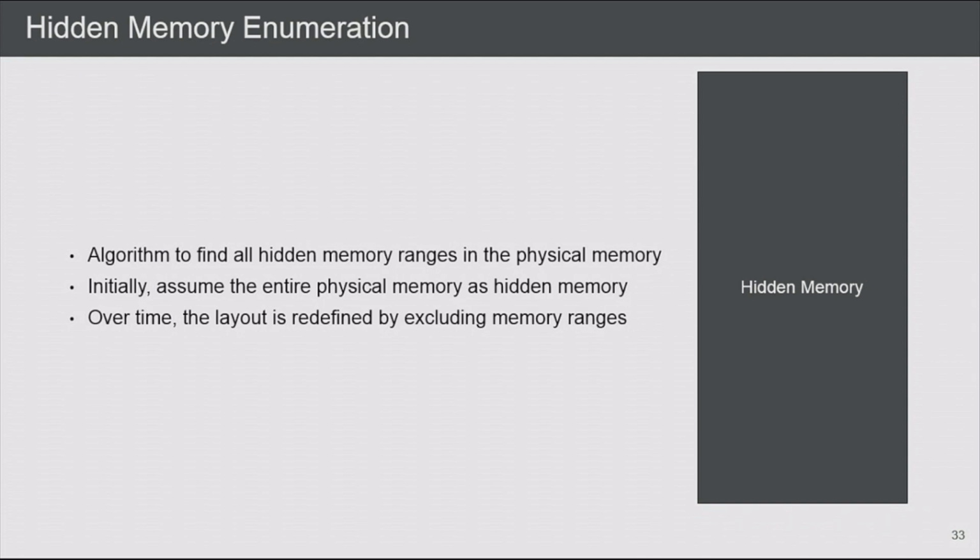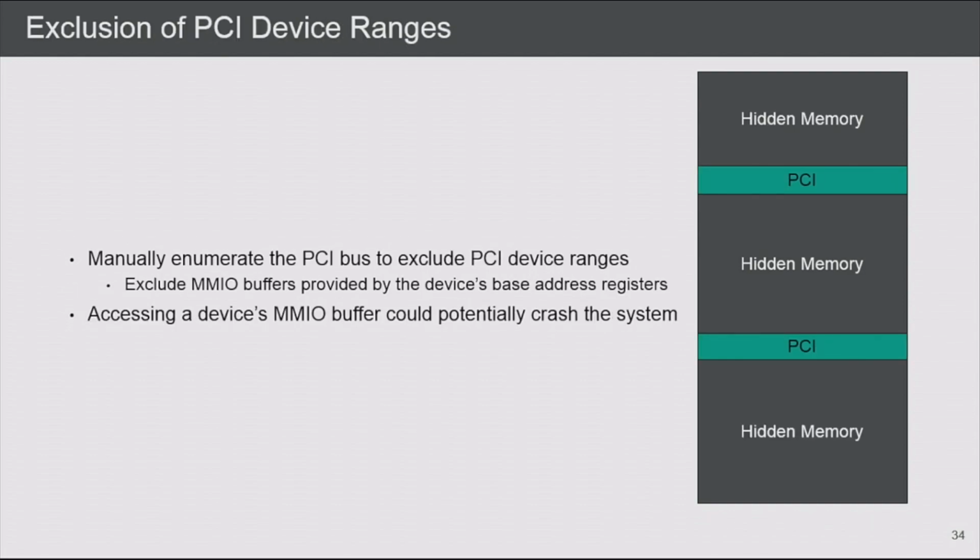As for the hidden memory enumeration itself, we simply assume the entire physical memory as one continuous hidden memory region, and over time, we just redefine this layout by excluding certain memory ranges. And what remains at the end is our hidden memory. We start off by excluding PCI device ranges, which can be done by manually enumerating the PCI bus, and afterwards excluding corresponding MMIO buffers by consulting a device's base address registers.